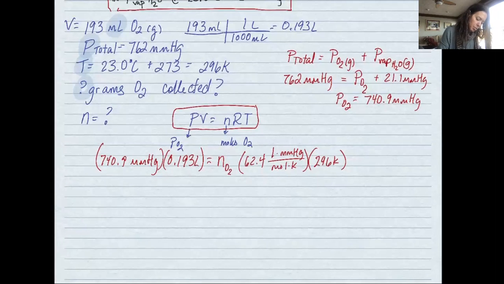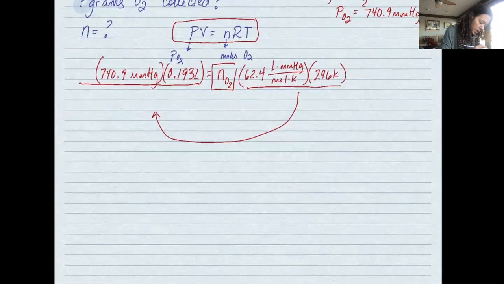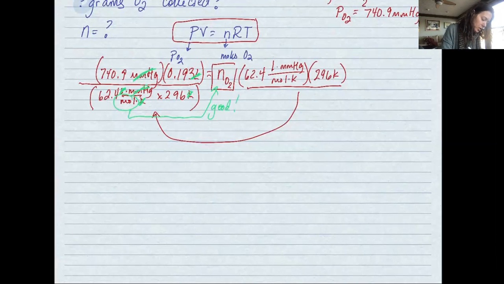We're going to need to bring all of this over here so that we can solve for the number of moles of gas. So it will be 62.4 times 296 on the bottom. Okay, let's check our units. Part of our learning: mmHgs are gone, liters are gone, kelvins are gone. We're solving for moles, and we're getting moles. Good. Okay, let's just do the math now.